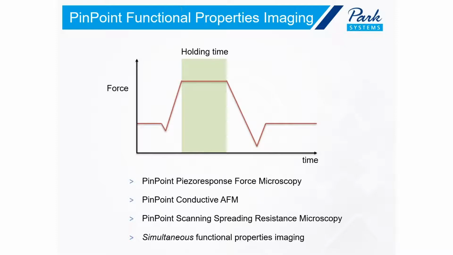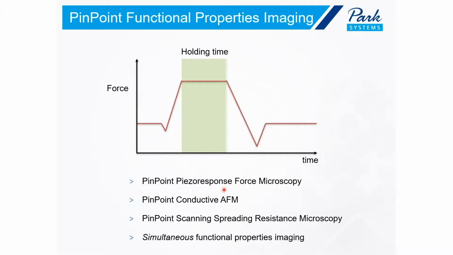For functional properties imaging using pinpoint, as I said, we need to use holding time. So basically, we engage on the surface and keep the cantilever there. This is a force-time plot, a schematic one. So it's basically the same data as we acquire in a force-distance curve, but I plotted it against time instead of distance. So we approach the surface, we keep the set point force, stay on the surface for a certain time, and then we withdraw from the surface. And during this holding time, we acquire the current signal, or there are some other possibilities that I list here.